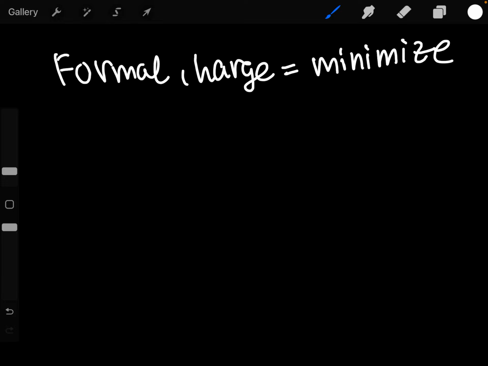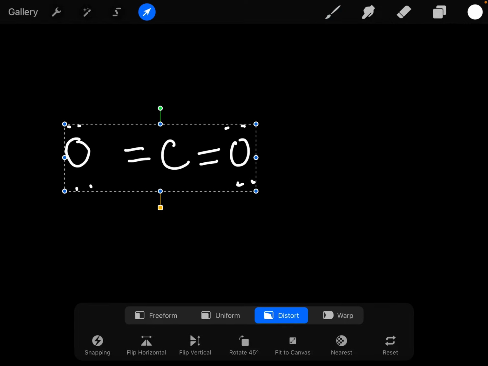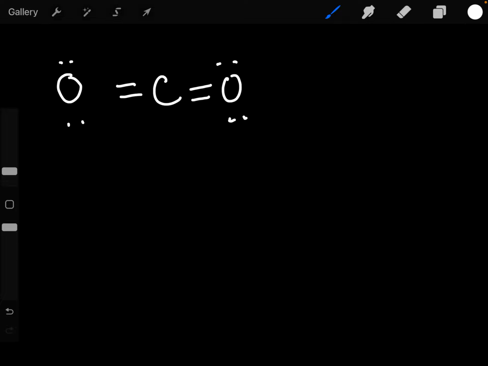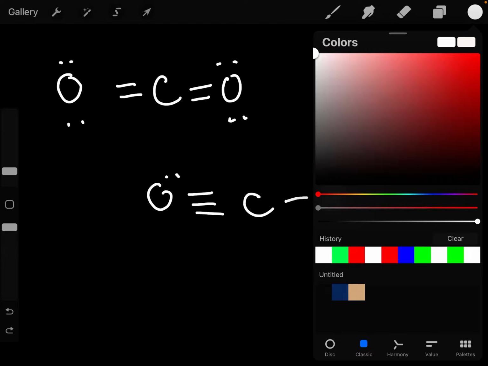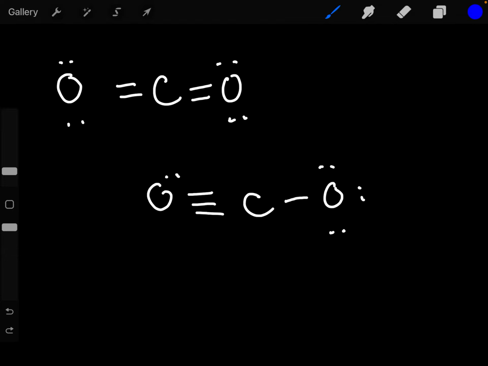For example, we have oxygen versus oxygen, 1, 2, 3, carbon. Now, these are resonance structures because they have the same thing, except they're just different ways that they can bond. So they're basically resonance structures. Now we're going to try to see which one is more stable, like which one appears in nature more often.